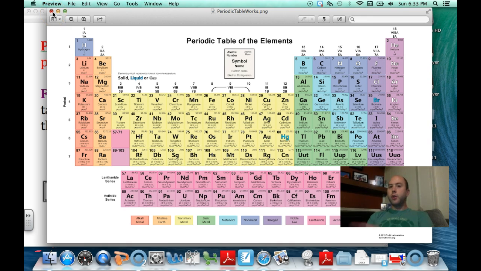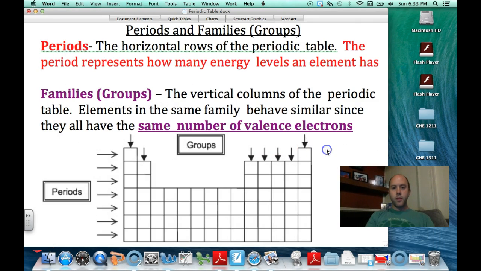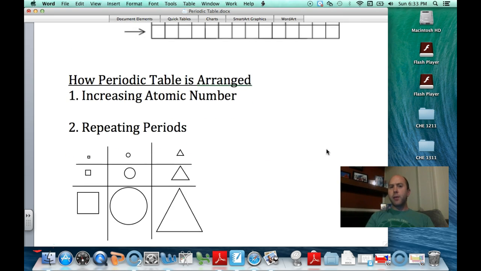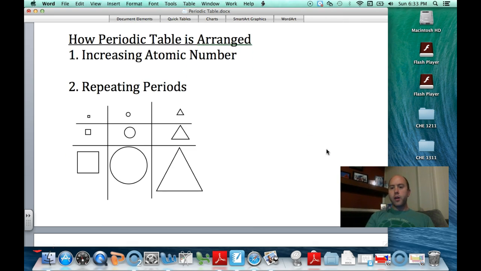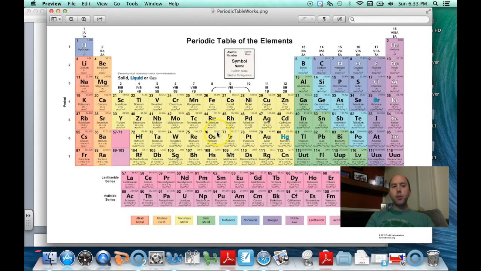Okay, so again, periods are left to right, rows. Families and groups are up and down, columns, vertical. Next, how is the periodic table really arranged? Well, the periodic table is arranged by increasing atomic number. If we look at the periodic table, you'll notice this whole number at the top left corner of each one, that's the atomic number, which again tells us the number of protons.